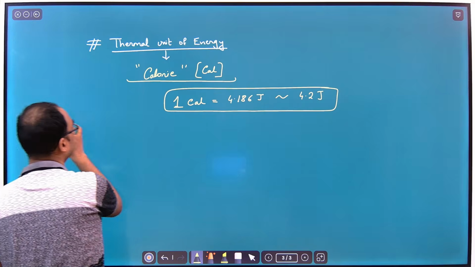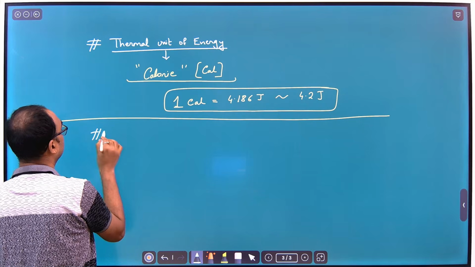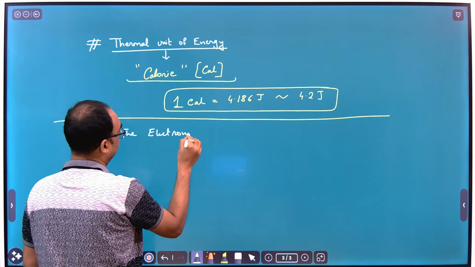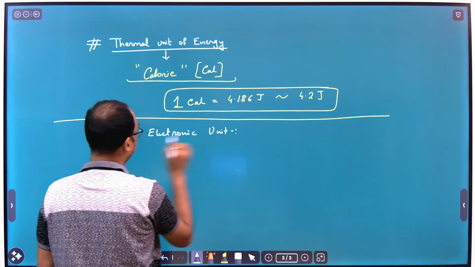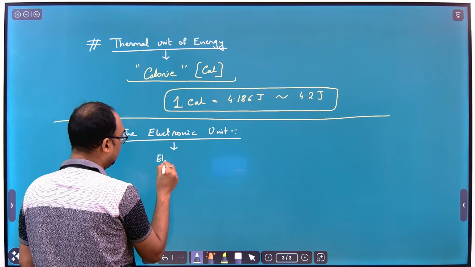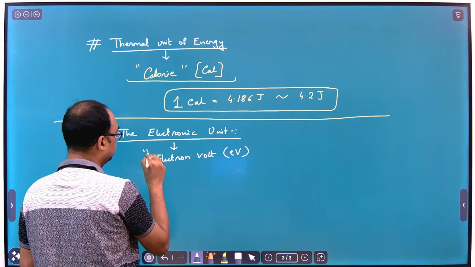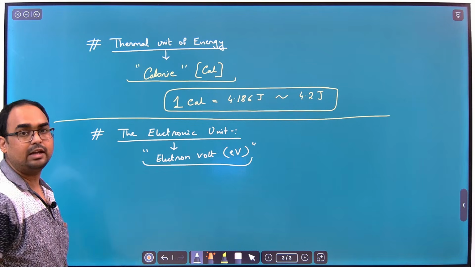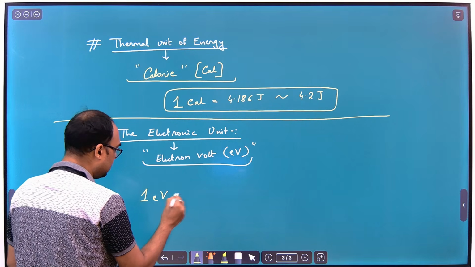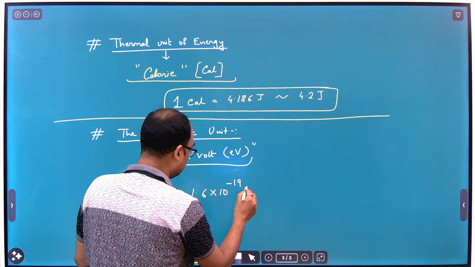Another unit is the electronic unit, meaning where electrons are involved. It is the electron volt, short form eV. The conversion is 1 electron volt is 1.6 into 10 to the power minus 19 joule.